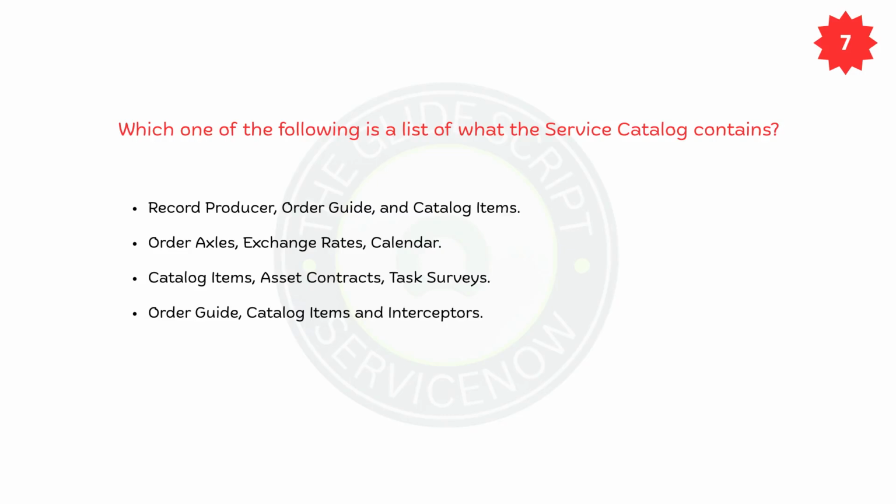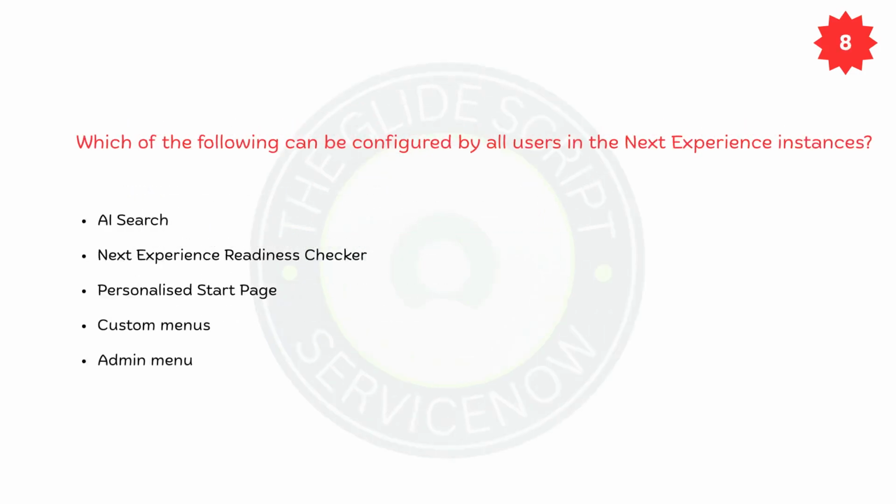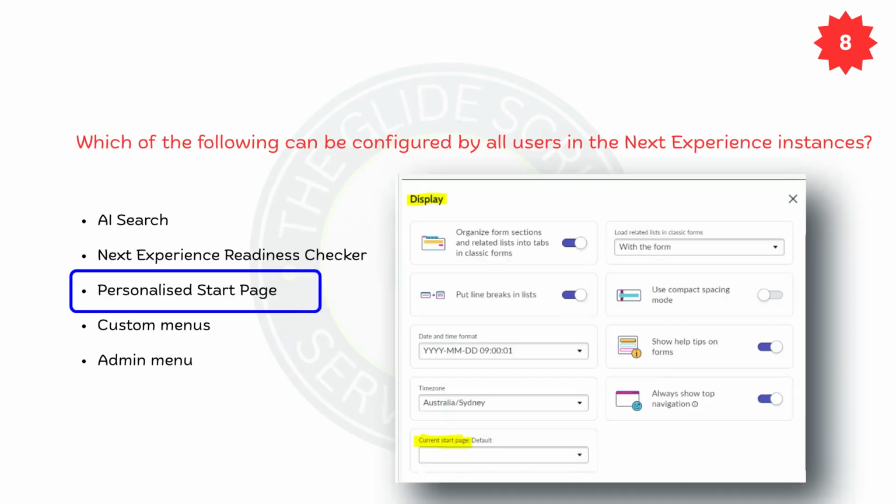Which one of the following is a list of what the service catalog contains? The first option is the correct answer: record producer, order guide and catalog items. Next, which of the following can be configured by all users in Next Experience instances? There are 5 options given. The right answer is personalized start page.